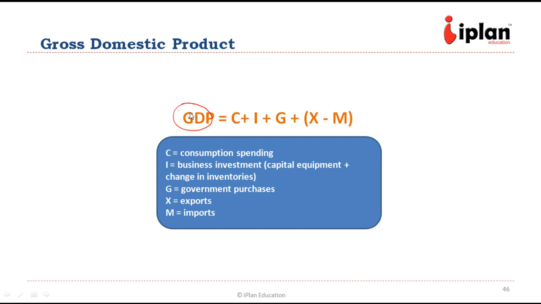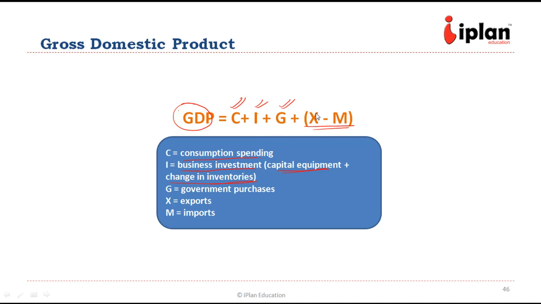GDP includes C, which is consumer spending, consumption spending. I is the investment made by the businesses, which includes capital equipment or any increase in the inventories. So any investment for raw material or machinery, etc., that is business investment. Then the government expenditures, and finally the net export.